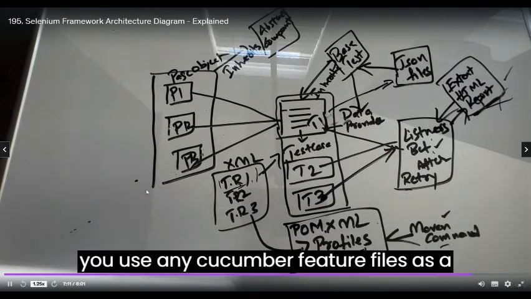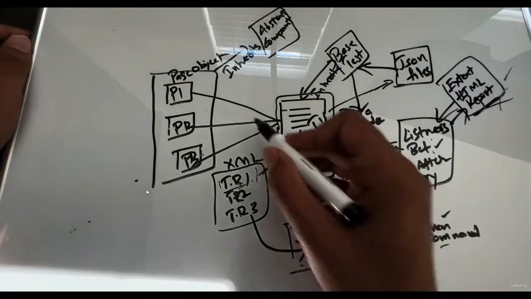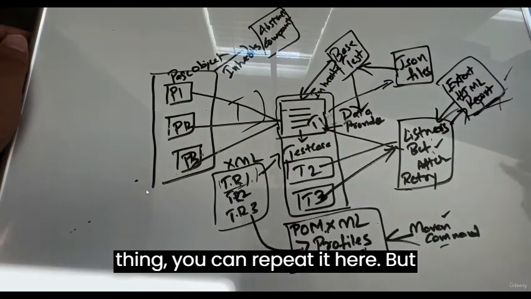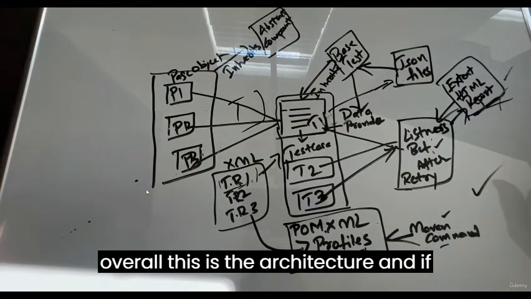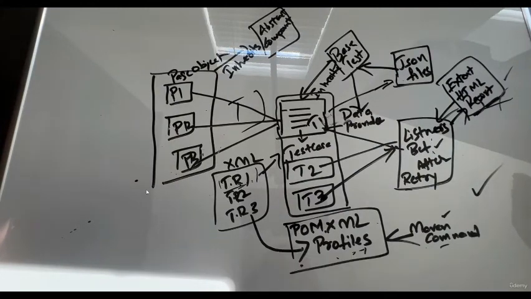And on top of it, if you use any Cucumber feature files as a wrapper, then you can still have another wrapper here as feature files and explain the step definitions, same thing you can repeat here. But overall, this is the architecture, and if you explain in this manner, I'm sure people will definitely be interested. And you can talk more about it.